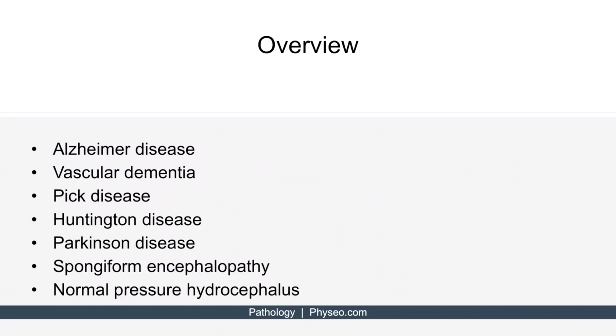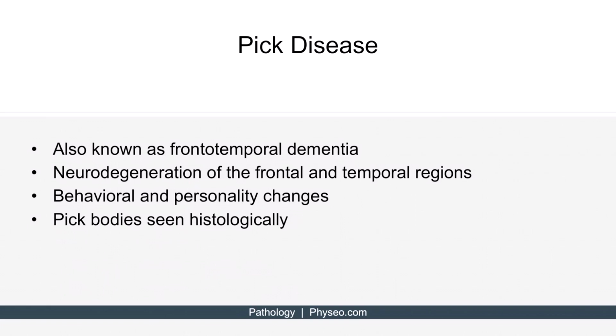All right, now let's discuss Pick disease. This is also known as frontotemporal dementia. It's characterized by neurodegeneration of the frontal and temporal regions. Patients classically present with behavioral and personality changes, which can manifest as behavioral disinhibition, compulsive behavior, or oral fixation. Pick bodies are seen histologically, which are round aggregates of hyperphosphorylated tau protein.